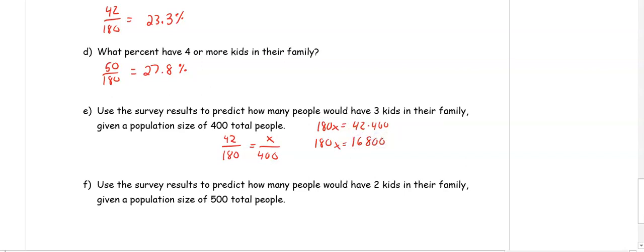When we divide by 180, we get x is about 93.3. Remember, we always have to round down, so it'd be 93 people. We're always rounding down for population.